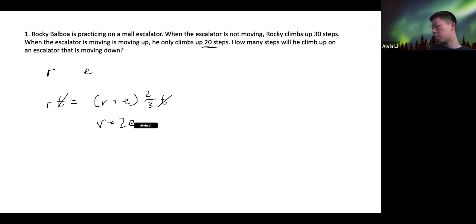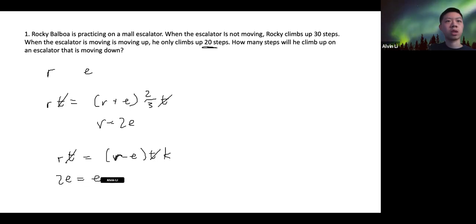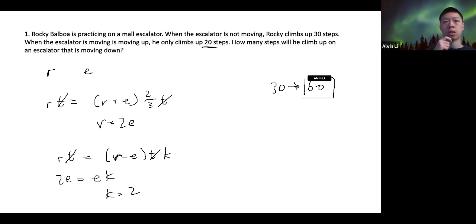And then now you're trying to find when r times t, which is the total distance, equals (r minus e) times t times some constant factor k, right? So then we can get rid of that. We sub in r equals 2e. So 2e is equal to e times k. And then you find that k is equal to 2. So that means it's going to take twice the amount of time he took originally. So 30 goes to 60. Okay.